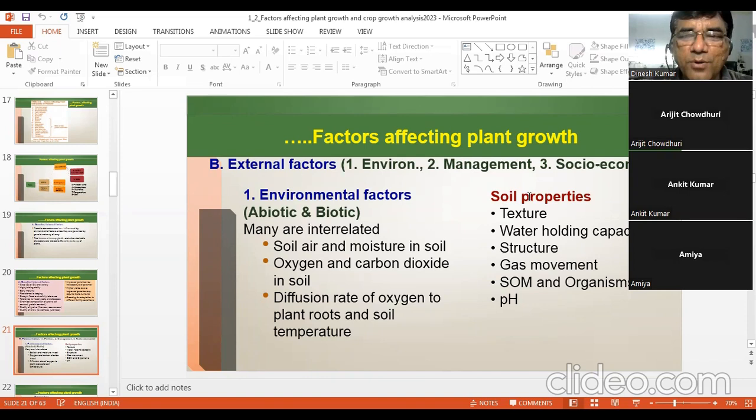Soil organic matter and organism pH. So what here I want to tell you is that most of the abiotic factors, they are interrelated.